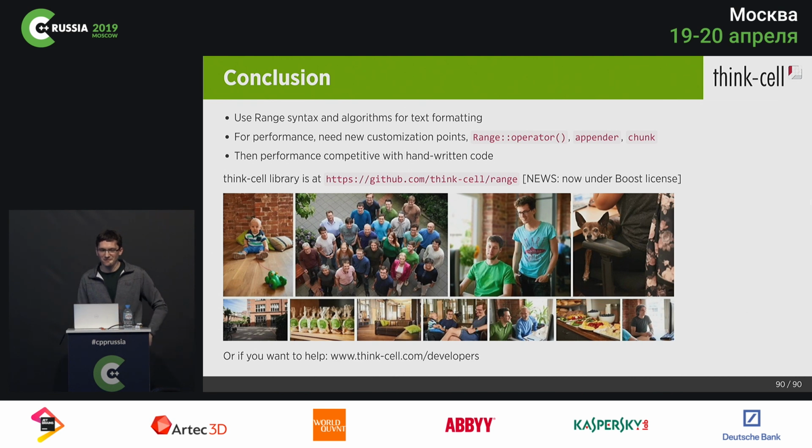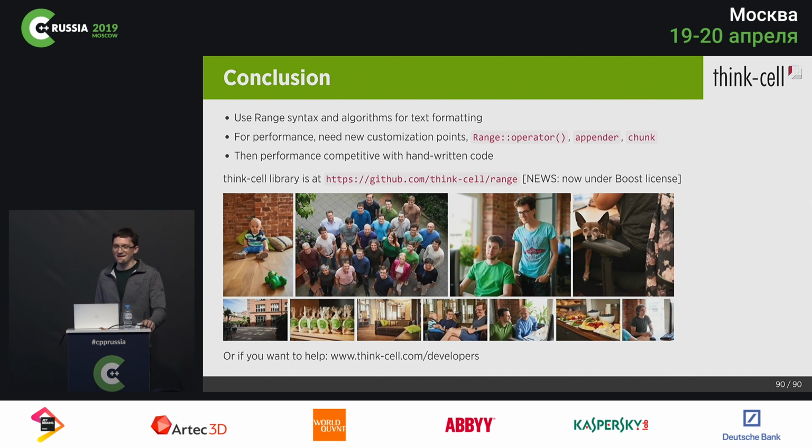So what have we seen in this talk? First of all, if we need text formatting, we can use ranges and C++ syntax for doing the text formatting. If we want to do this more efficiently, we need some customization points in the range library. The most important is probably internal iteration. And if we do that, we also need something like the chunk customization point for memory allocations. And if we do that, then the performance can be competitive with handwritten code.